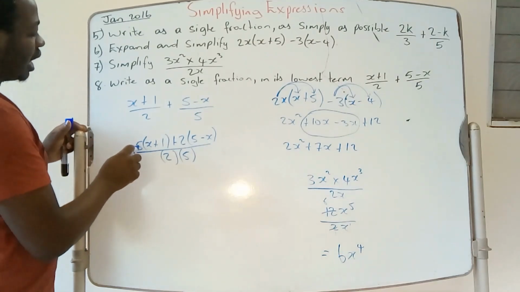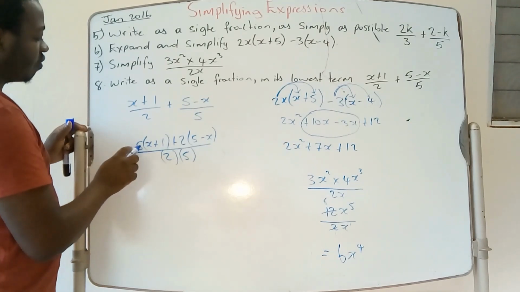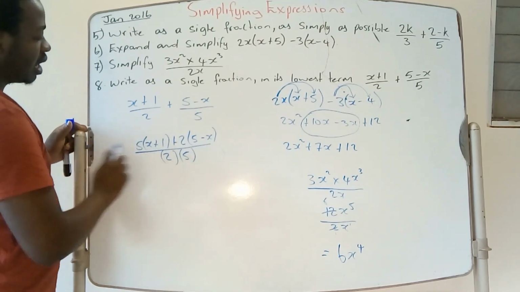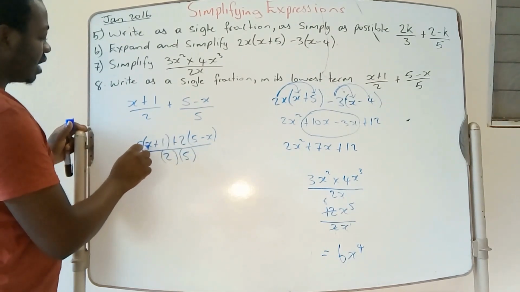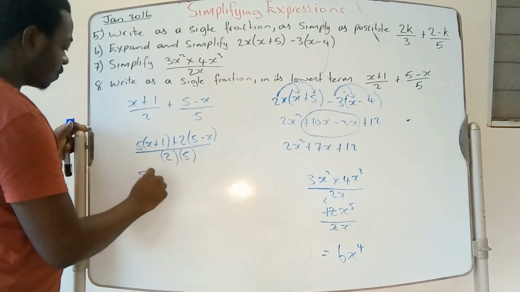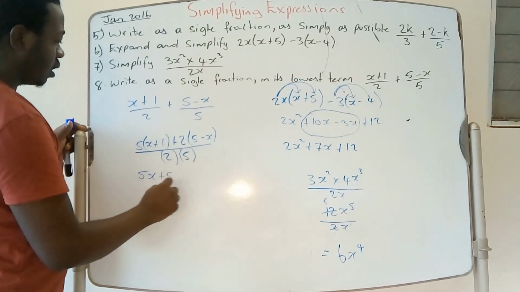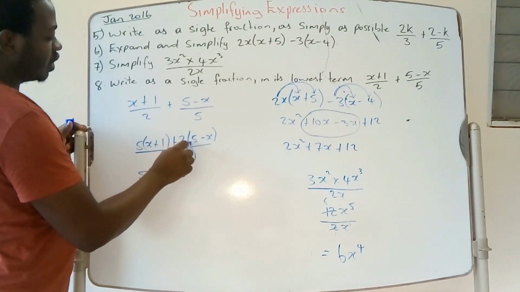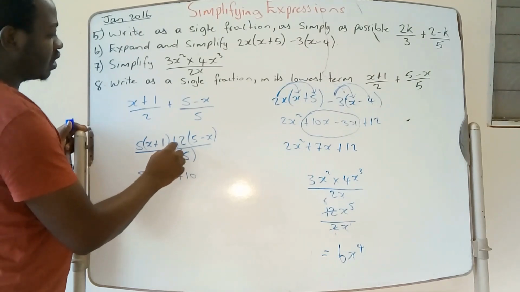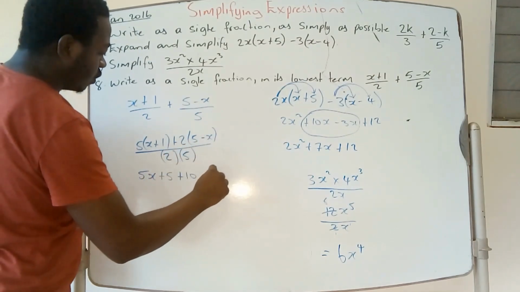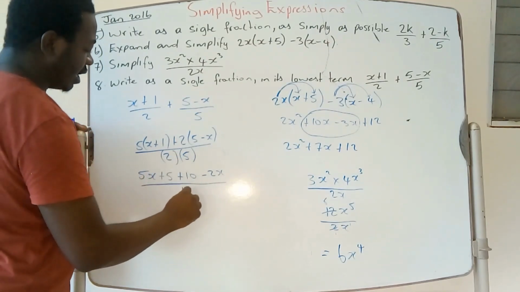Now what we're going to do is expand and simplify, right? If we expand this, we take this 5 to multiply each term inside the bracket, and also take this positive 2 to multiply each term inside the bracket. So 5 times x gives us 5x. 5 times positive 1 gives us positive 5. Positive 2 times positive 5 gives us positive 10. Positive 2 times minus x gives us minus 2x. All over 2 times 5, that is 10.